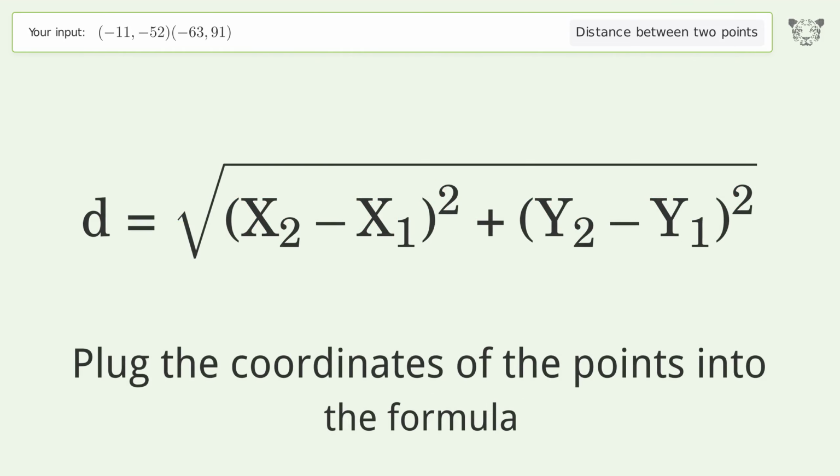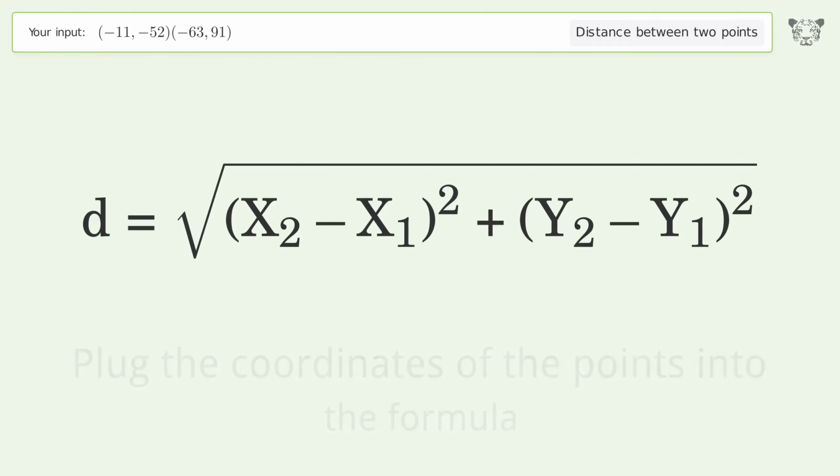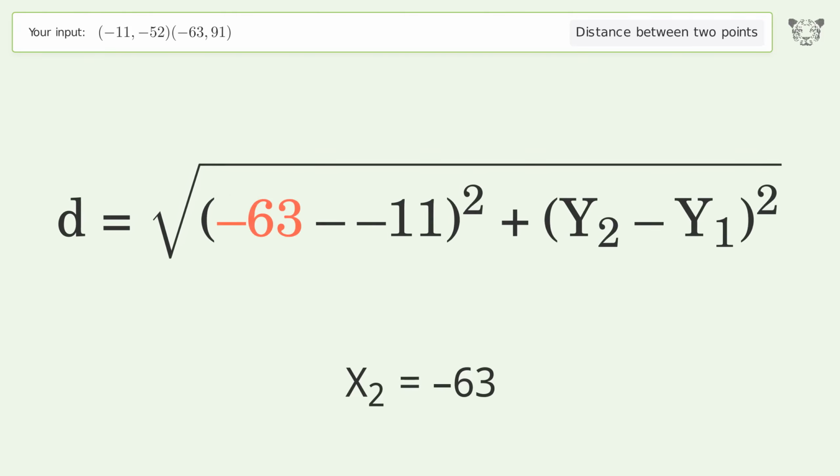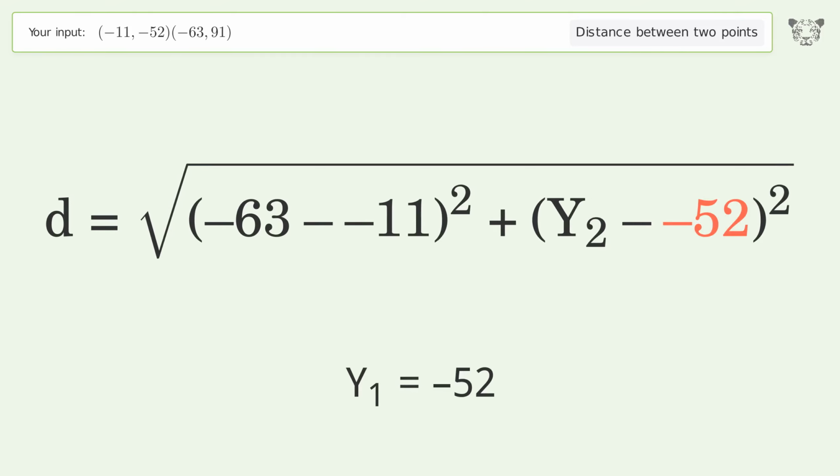Plug the coordinates of the points into the formula. x1 equals -11. x2 equals -63. y1 equals -52. y2 equals 91.